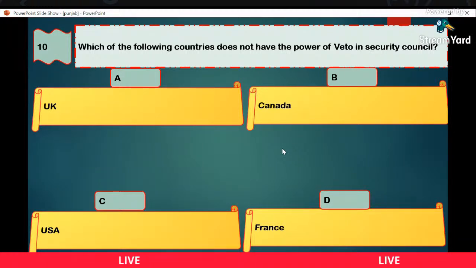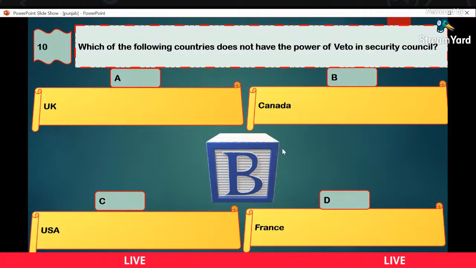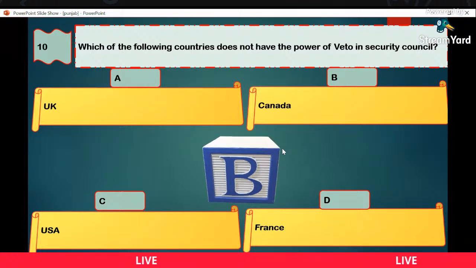Veronica, 10th, B. Let's check what is the correct answer. B is the correct answer. Veto power can only be exercised by a permanent member of the Security Council, and Canada is not a permanent member. Yeah, very good, Deepa. Next question.